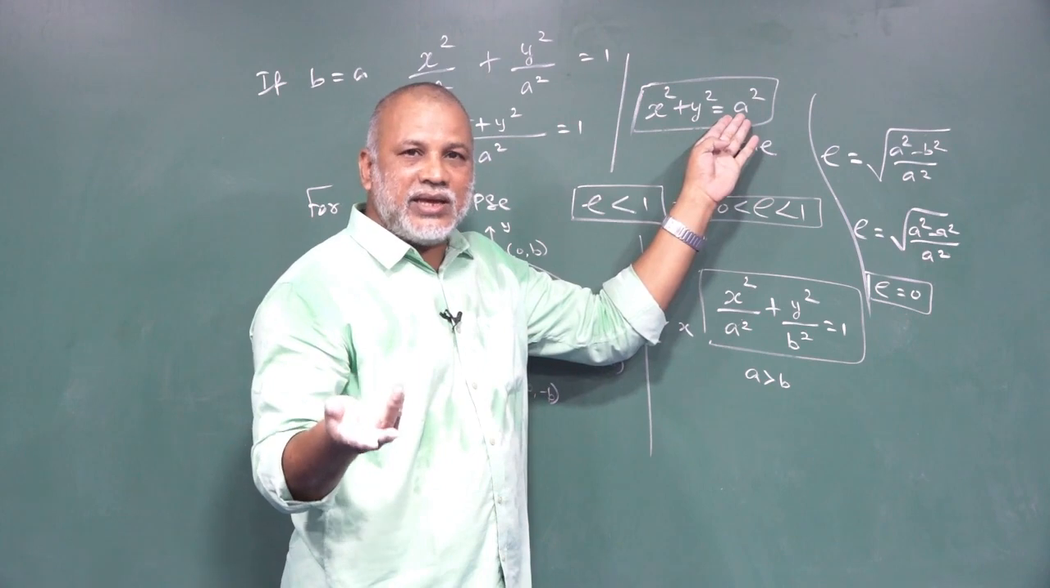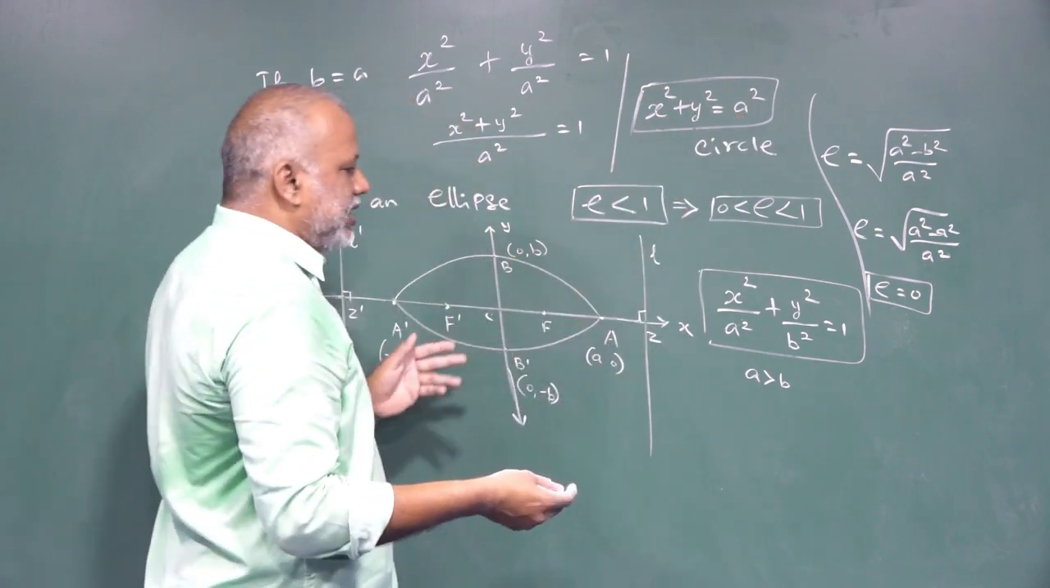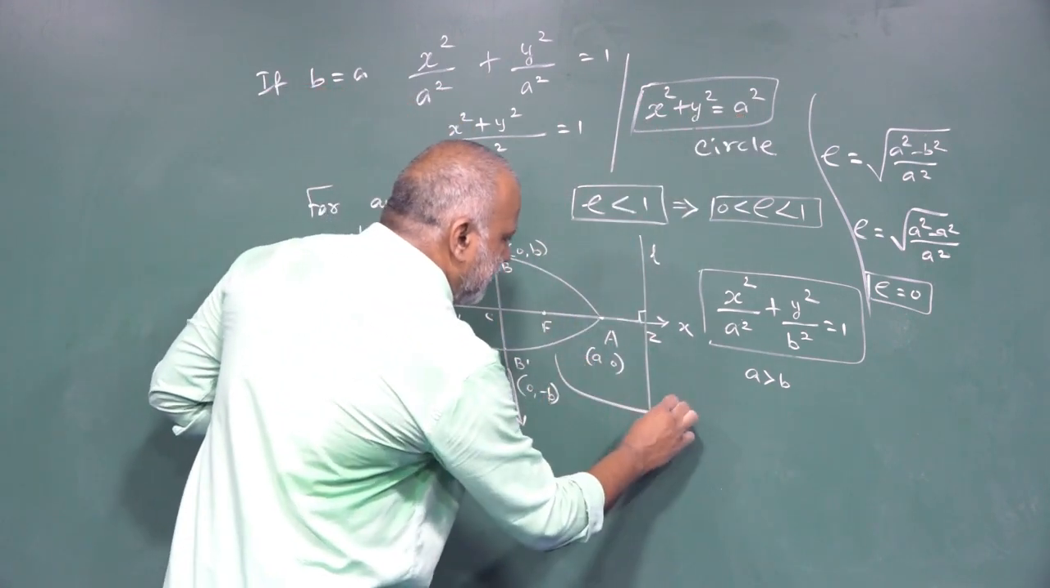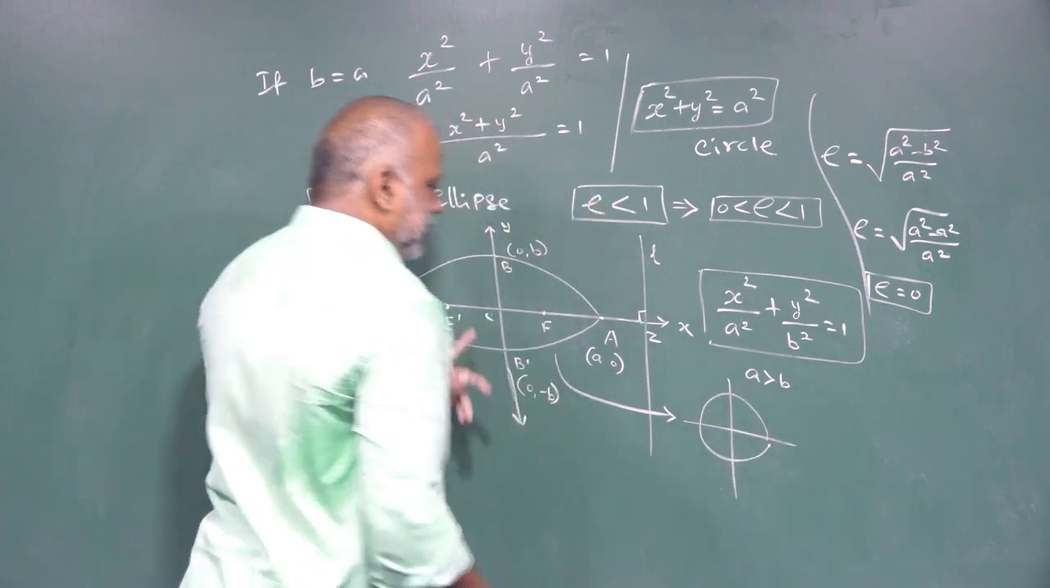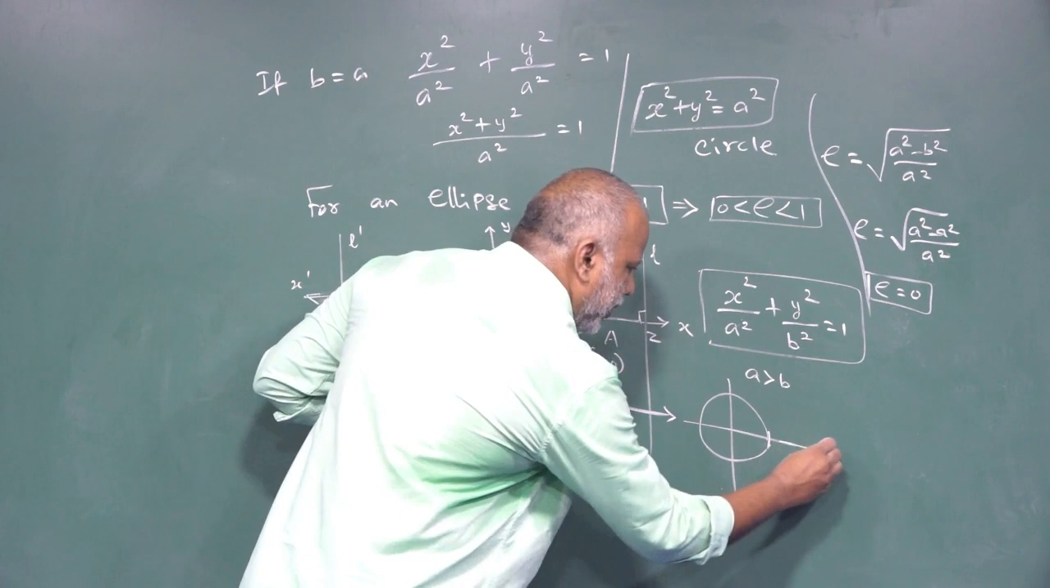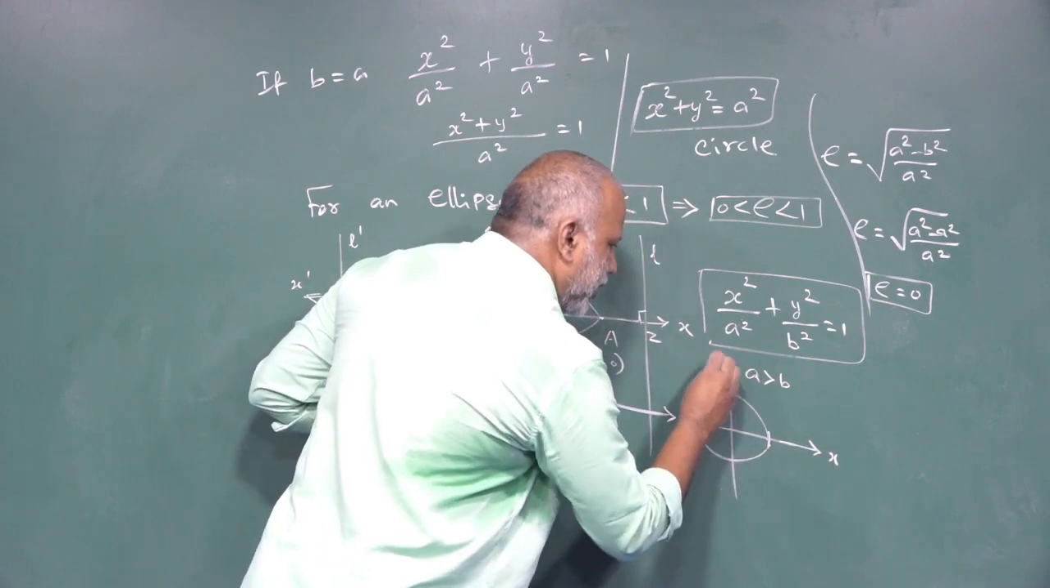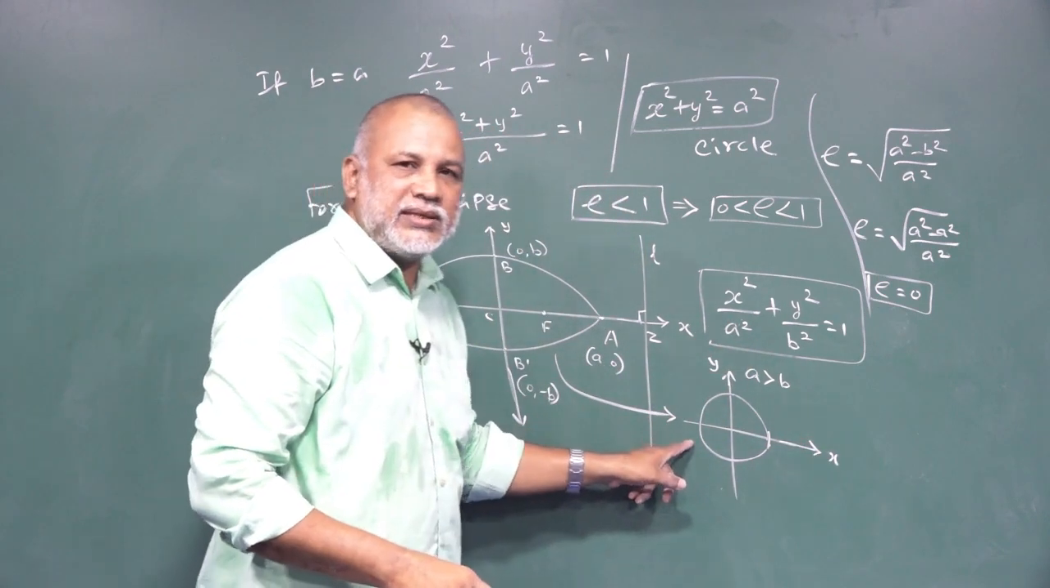Say a is the radius here. Then what is the diagram here? This ellipse is converted to a circle like this. This ellipse becomes a circle.